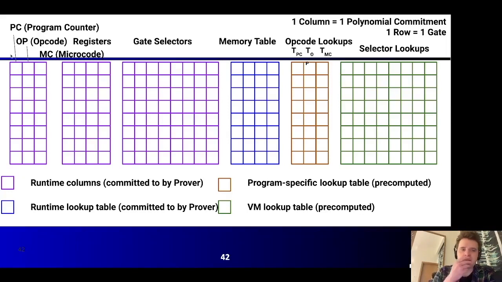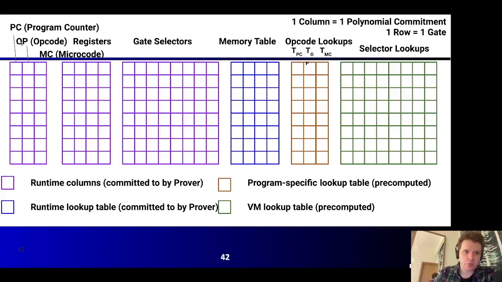And what's going to happen here is that the program counter is going to index the opcode lookup table that describes your VM program. And what you're going to then read out of the lookup table are these two values, the opcode value and the microcode value that correspond to a specific value of the program counter. The program counter is literally just an index into which opcode in your program list you're working on.